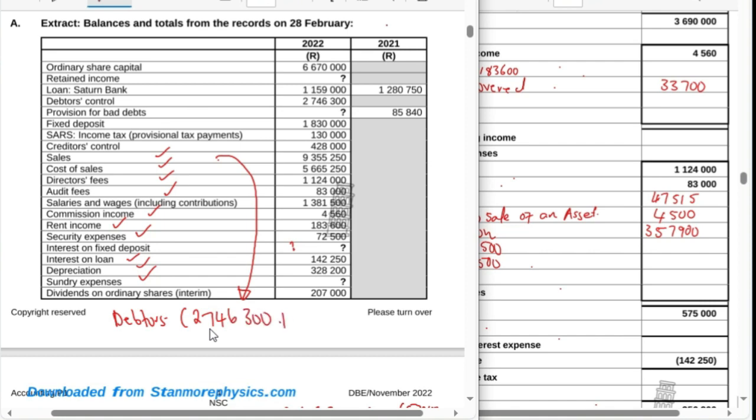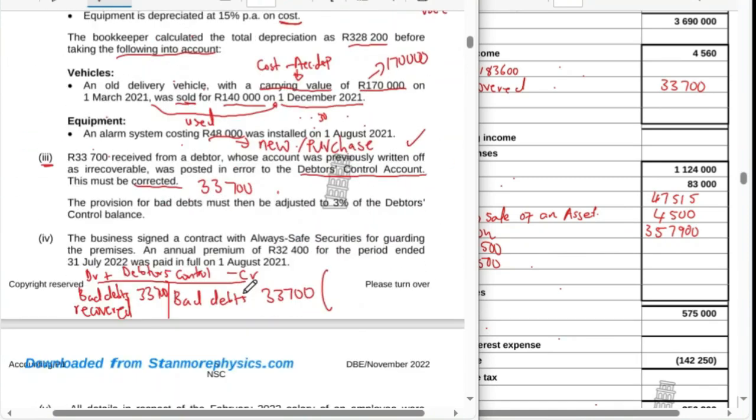2,746,300, and then we have recovered the debtor. We have fixed the mistake because it was subtracted under what? Under debtors control. We subtracted this amount under debtors control. So now whenever we fix the error, then we need to what?